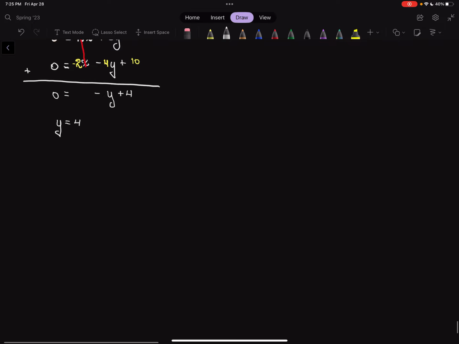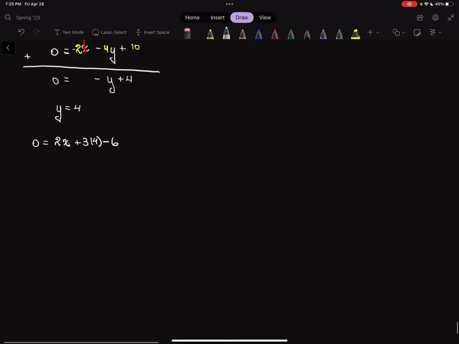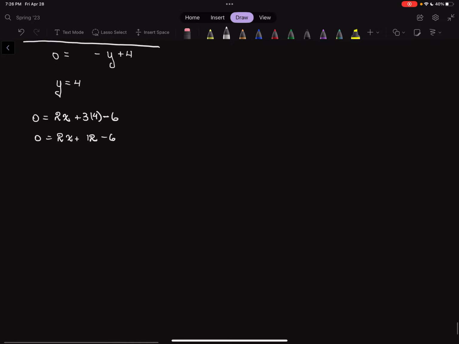Okay, well now I can plug it back into one of the two. Let's do the top one because you haven't multiplied. So we get 0 is equal to 2 times x plus 3 times y, which we said is 4, minus 6. So now we get 0 is equal to 2x plus, what's 4 times 3? 12. 4 times 3 is 12, minus 6. 12 minus 6 is 6. So we can say 2x plus 6.